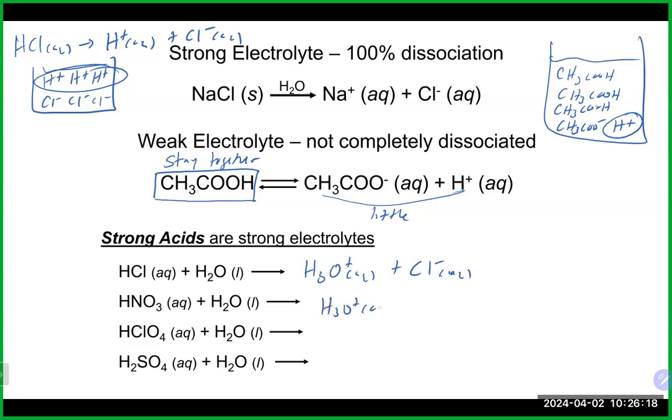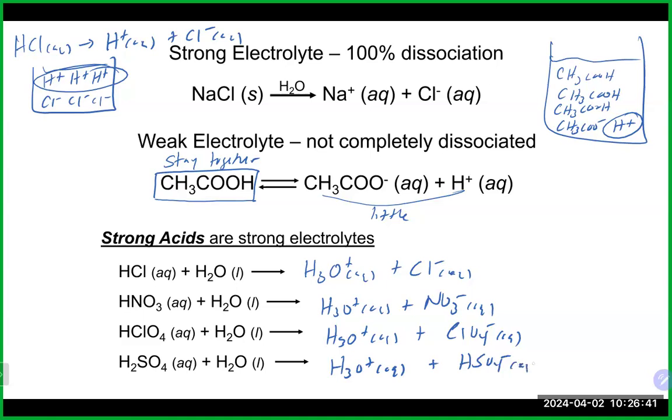H3O+ and NO3-. H3O+ and ClO4-. And H3O+ and HSO4- in this case. Now, again, in each of these cases, we're going to get the H+ basically coming over from our acid. Water in this case is going to act as the base.